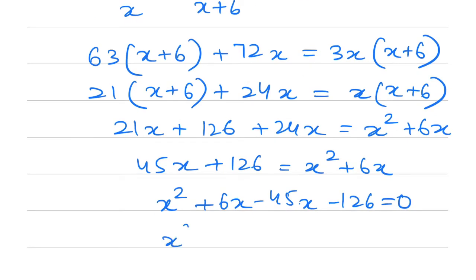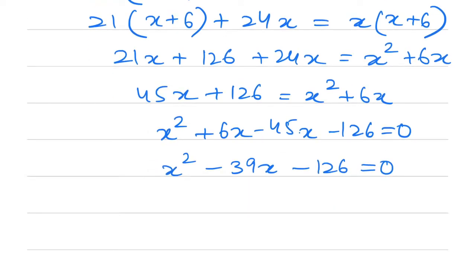So we have x square minus 39x minus 126 is equal to 0. Now this is a quadratic equation and we have to factorize it by splitting the middle term, where the sum has to be minus 39 and the product of the two numbers has to be minus 126. So we have 42 and 3. So x square minus 42x plus 3x minus 126 is equal to 0.